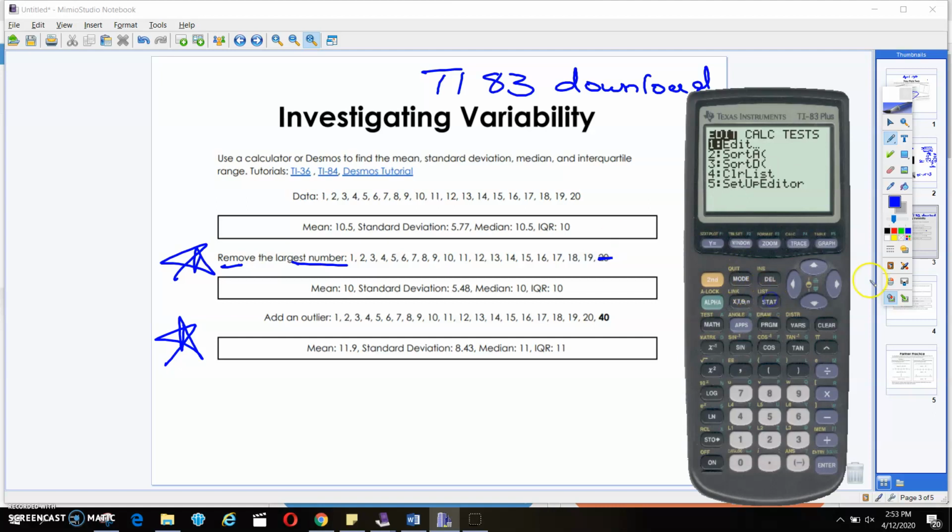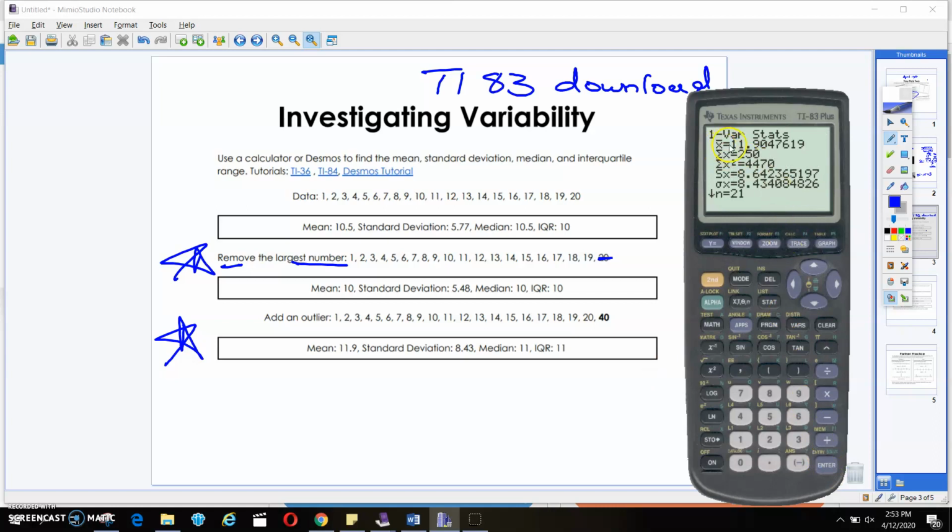So when I put this into my calculator, I'm going to go into Edit. I'm going to go back down to the bottom. I'm going to put in 20. And then I'm also going to put in 40 because I added that in there. Okay. And then I'm going to go to Stat, scroll over to Calc, hit Enter.